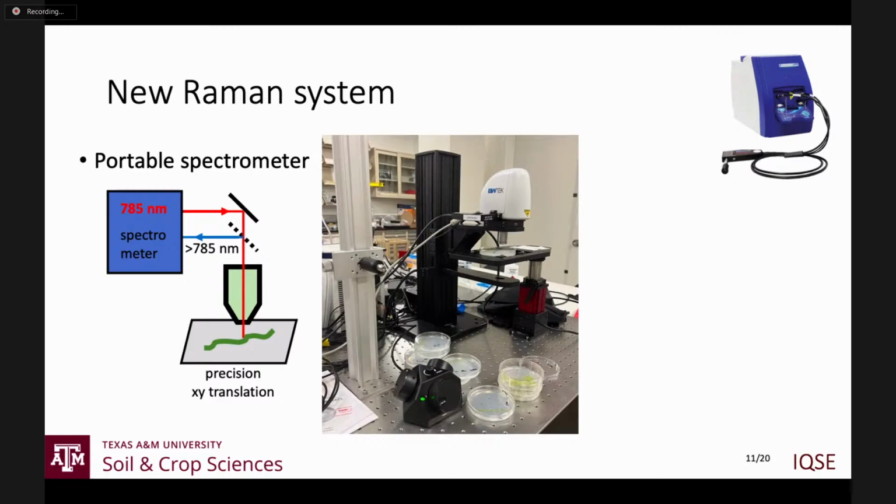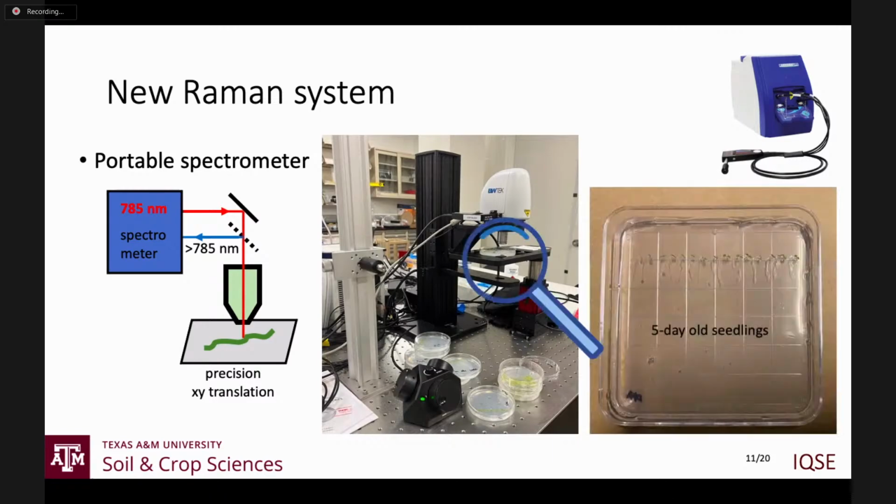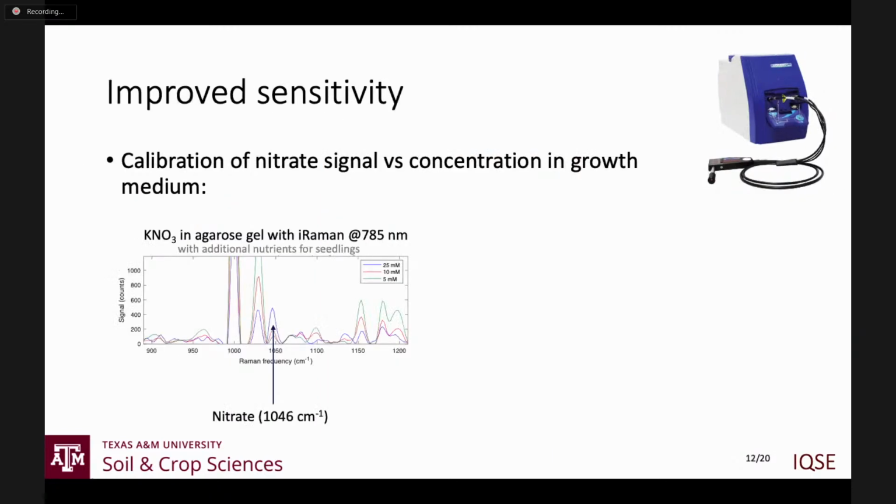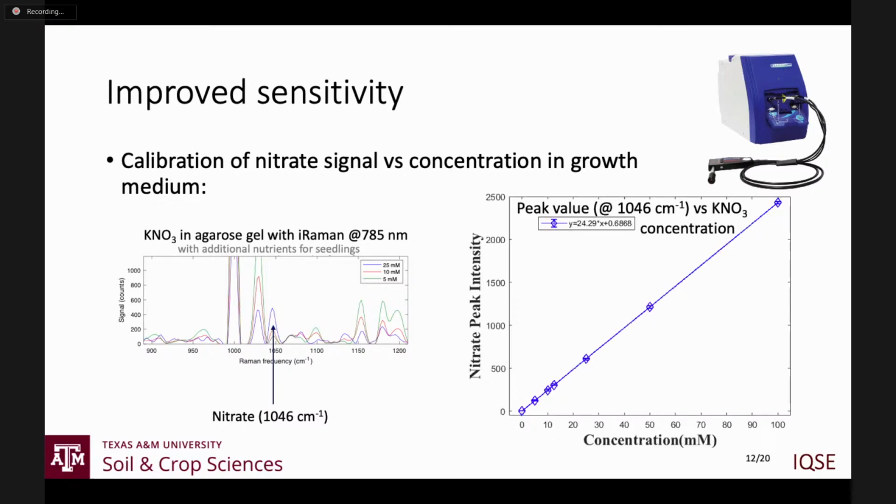Okay, very nice. So we just developed a very cheap and simple Raman spectrometer that we put together with a microscope system. And here are our 5-day-old seedlings, and this is the Raman spectra we are getting. You see for different concentrations the nitrate peak that is around 1040 centimeter to the minus 1. You can see it here after background subtraction and some post-processing of these signals.